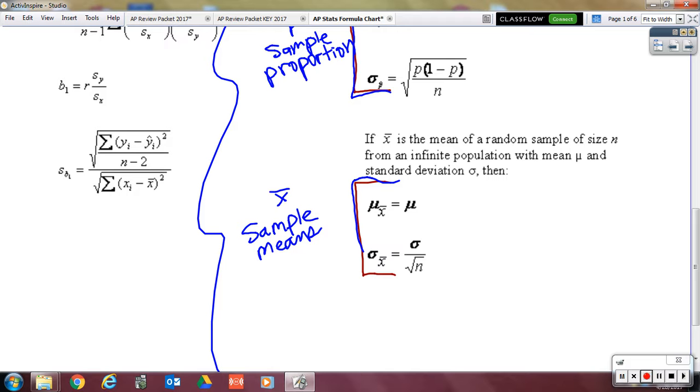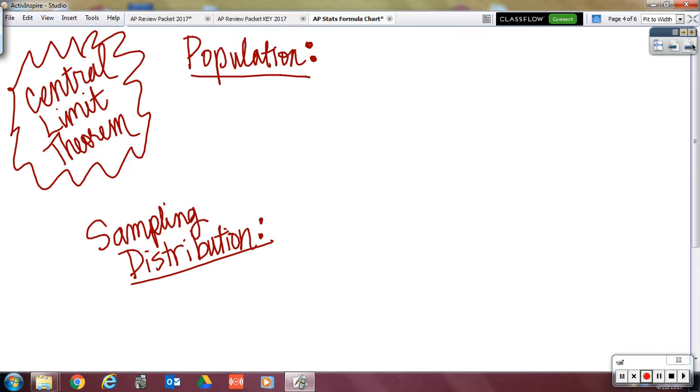The other main thing that we talked about yesterday was the central limit theorem. Okay, so let's review that. So this thing called our central limit theorem is about the shape of the sampling distribution, which is made up of samples, and the population.